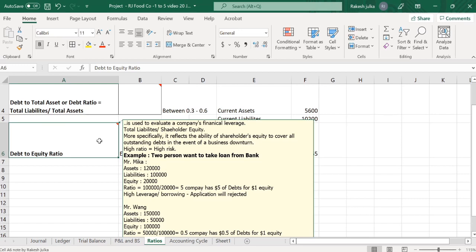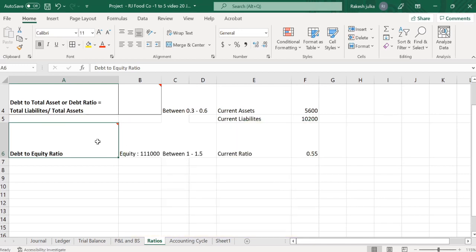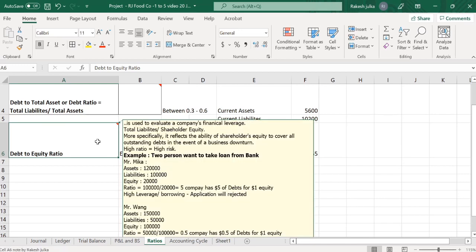For the debt to equity ratio in this case, assets, liabilities and equity, three figures are given. Assets of the company are $120,000, liabilities are $100,000, and equity is $20,000. So $100,000 total liabilities divided by $20,000 equity. It means 5 is the answer.